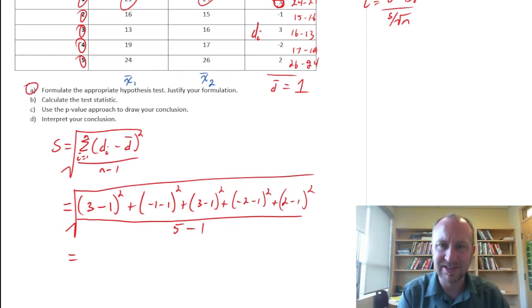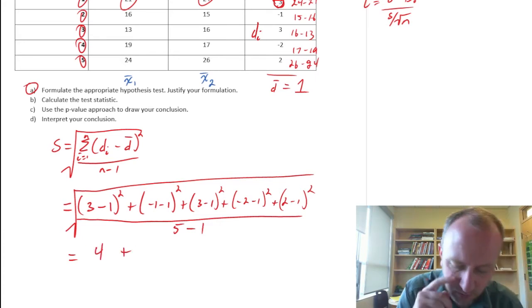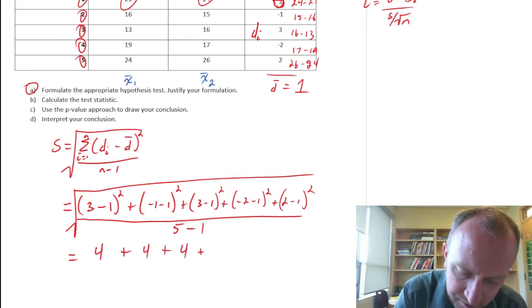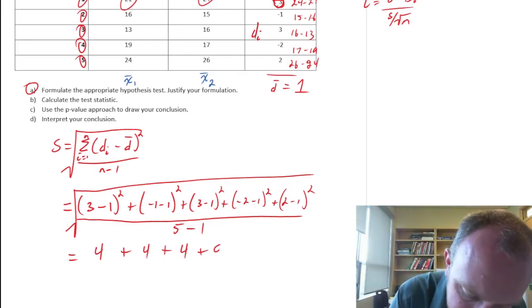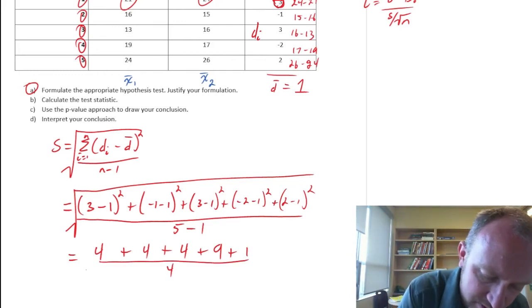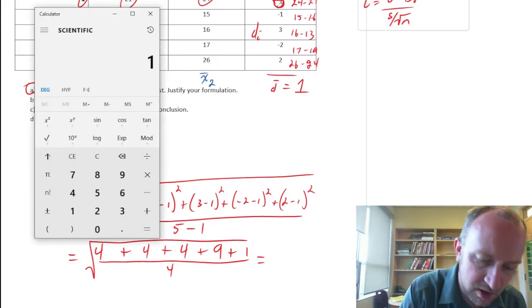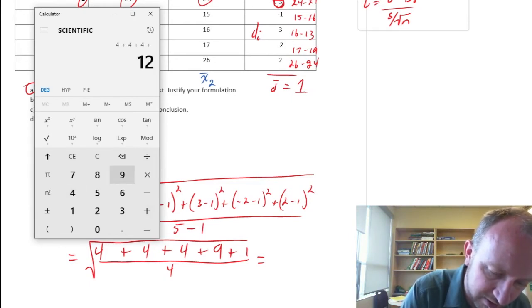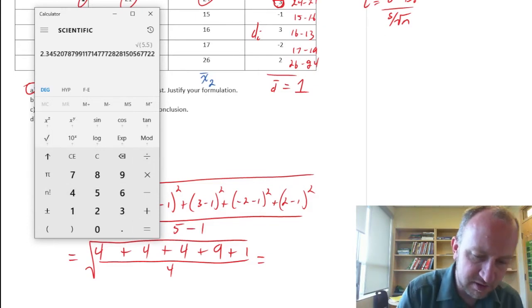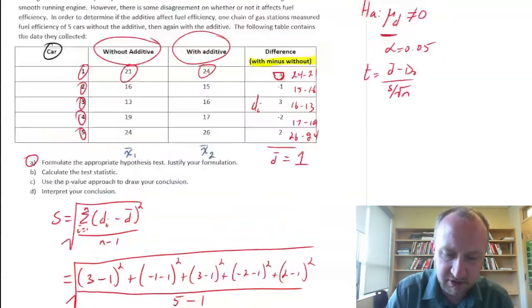So I think we can probably do that numerator without the calculator, right? 3 minus 1 is 2, 2 squared is 4. Minus 1 minus 1 is minus 2, squared is 4 again. 3 minus 1, here I have another 4. Minus 2 minus 1 is minus 3, squared is 9. Plus 2 minus 1 squared is just 1. Divide all that by 4. Square root everything. And let's get that calculator out again. 4 plus 4 plus 4 plus 9 plus 1 is 22, divided by 4. Square root, so 2.35. Okay, so now we've got all of our ingredients for our test statistic.